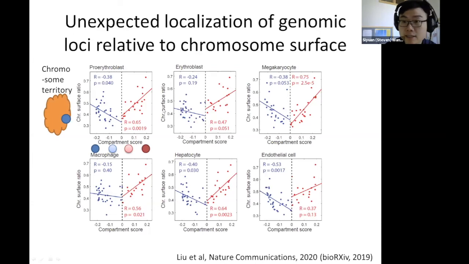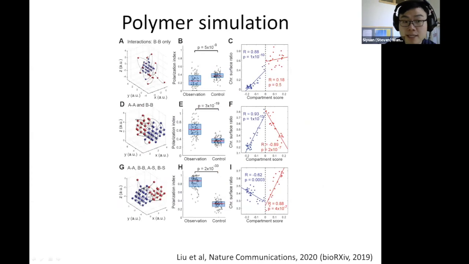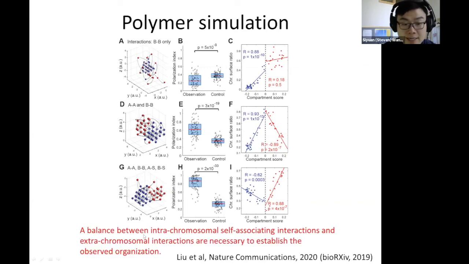This actually is different from what we expect from a phase separation model, because we can simulate a phase separation model of AB compartments, and we will see the opposite trend. However, if we further include surface interaction between the compartment A and the extrachromosomal stuff, or compartment B with extrachromosomal stuff, we can recapitulate the observed chromatin organization. So this shows a balance between intrachromosomal self-associating interactions and extrachromosomal interactions is necessary to establish the observed organization.